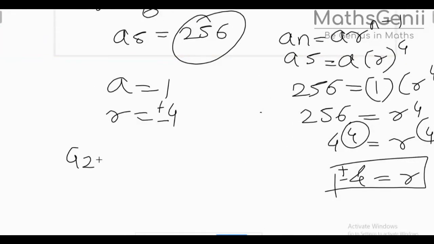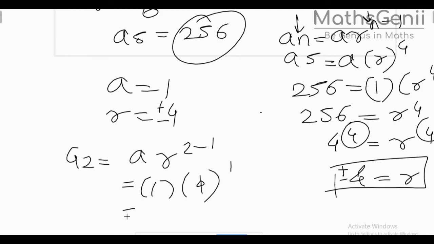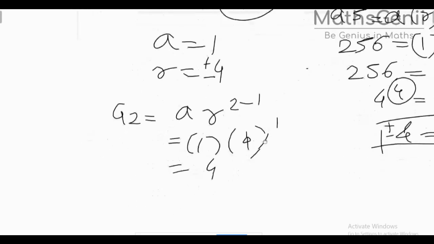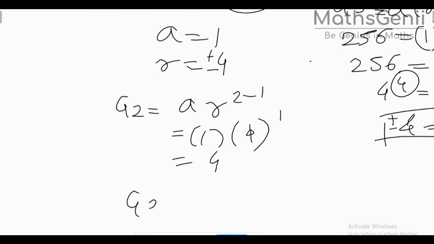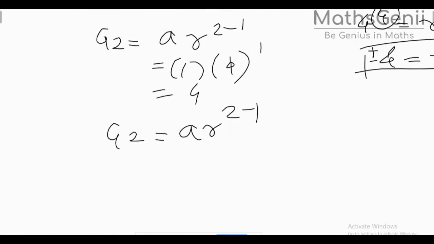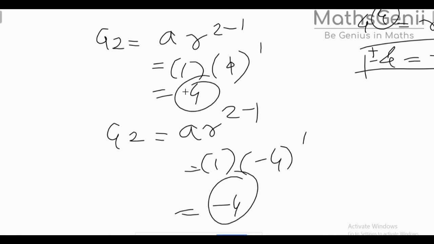How do I find G2? The same formula. In place of n, I'm going to substitute 2. So you will have a as 1, r as 4, and then you will have this G2. This is one value of G2, but you have two r's. So again, in place of this r, you are going to put minus 4. So your answer is going to be minus 4.